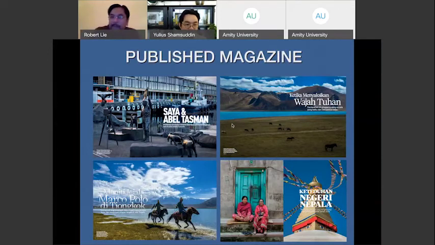Okay, so this is a sample. This is one of the samples published in National Geographic. All of these are in Indonesia. I'll show you another one.